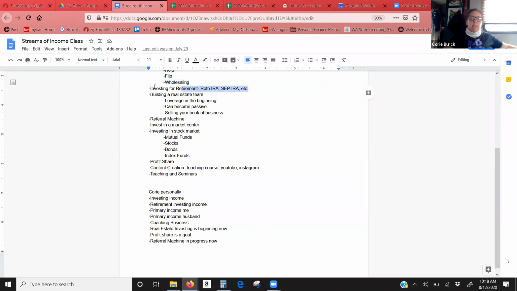Investing for retirement. A lot of people overlook this as an income source, but it's a very passive income source, right? You're investing in your Roth IRA, your SEP IRA, anything like that. You are going to earn passive income depending on what you're invested in within that portfolio, right? Sometimes you'll have dividends, sometimes it's just appreciation, whatever it may be, but you should be earning passive income in there.